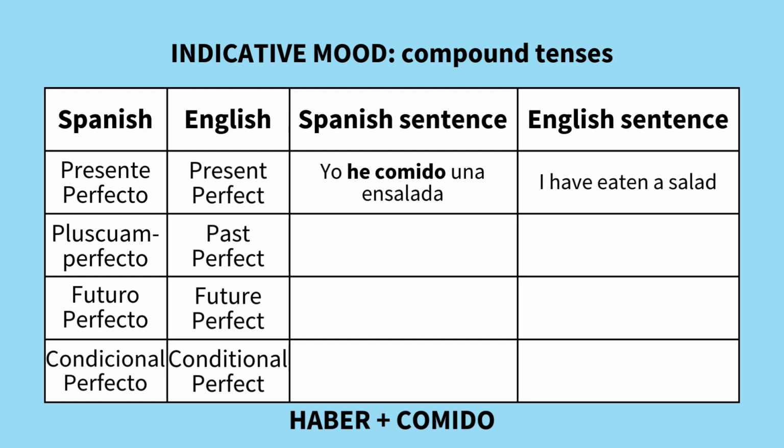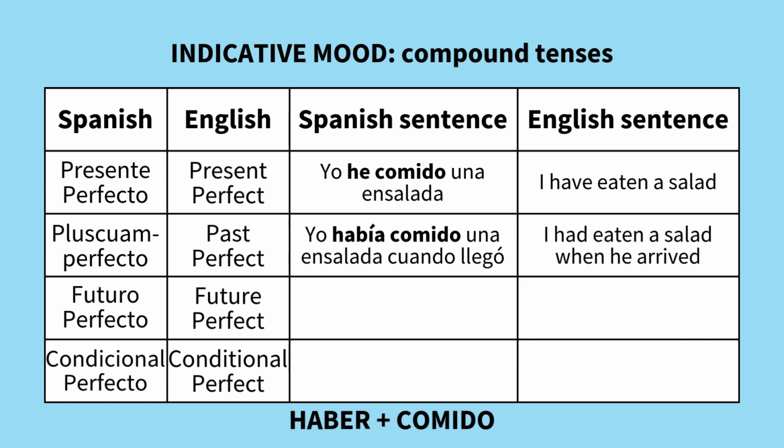In present perfect, we have yo he comido, I have eaten. Yo he comido una ensalada, I have eaten a salad. In past perfect, yo había comido, I had eaten. Yo había comido una ensalada cuando llegó. I had eaten a salad when he arrived.